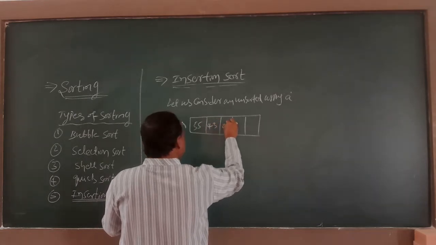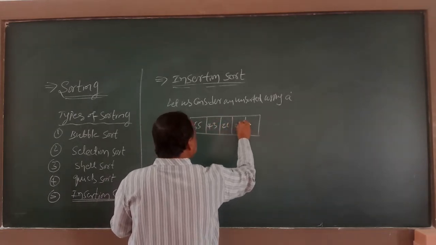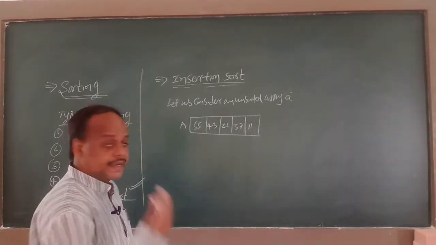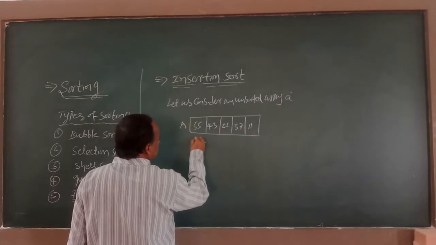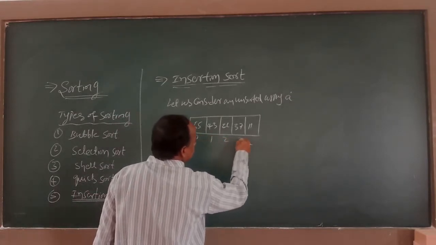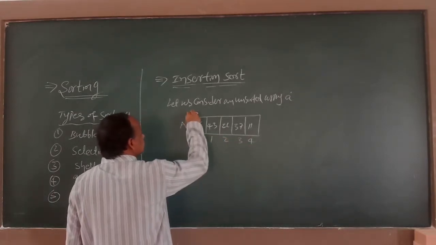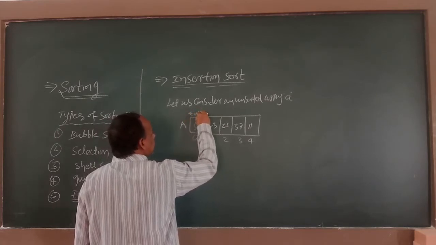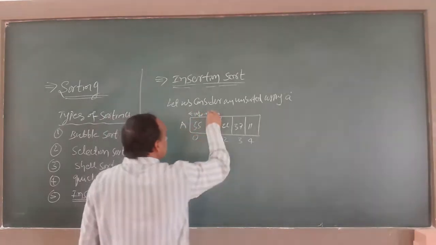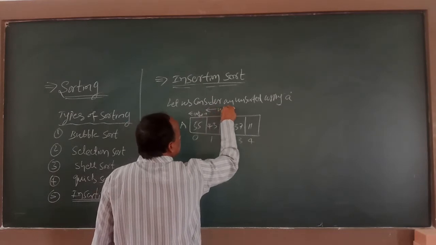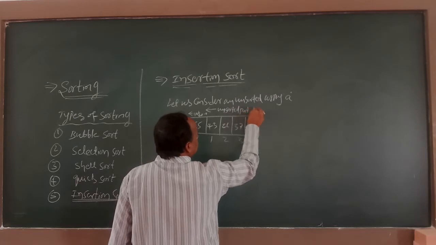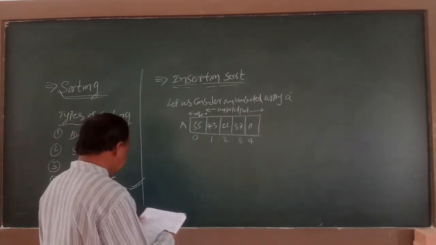43, 26, 37 and 11. Let us consider the positions A of 0, A of 1, A of 2, A of 3, A of 4. Let us consider the first position as the sorted part, and the remaining positions are in the unsorted part.